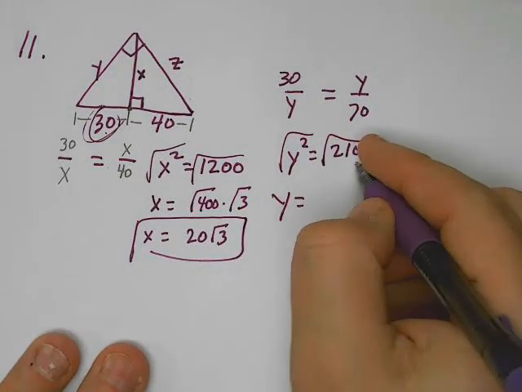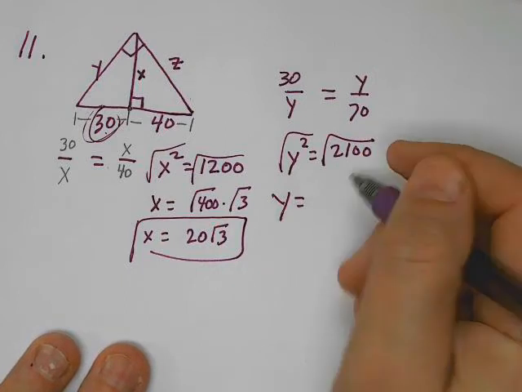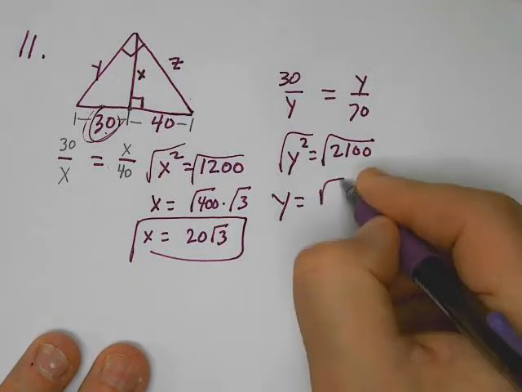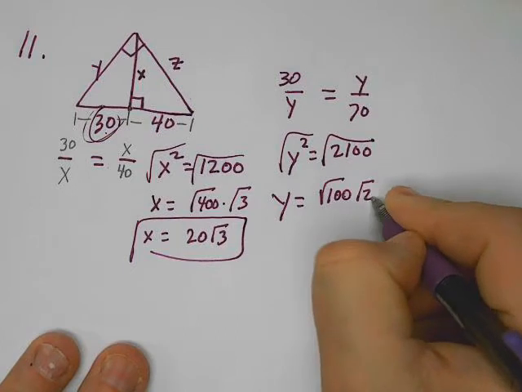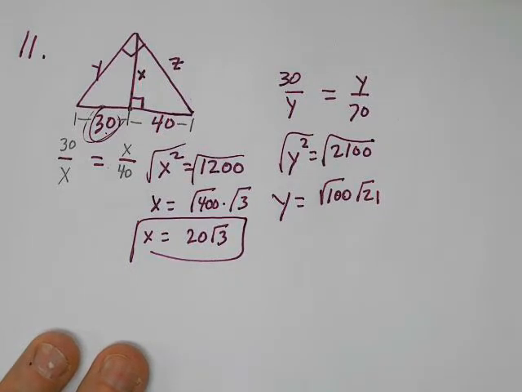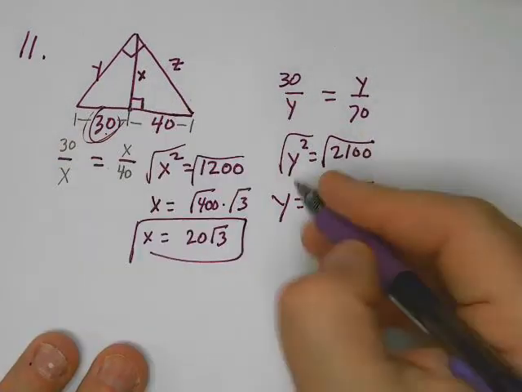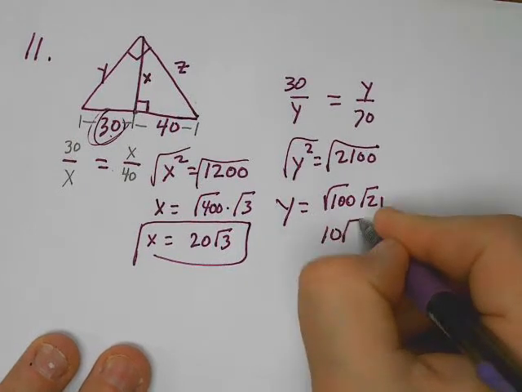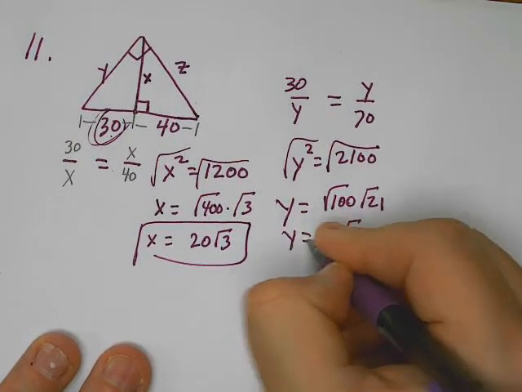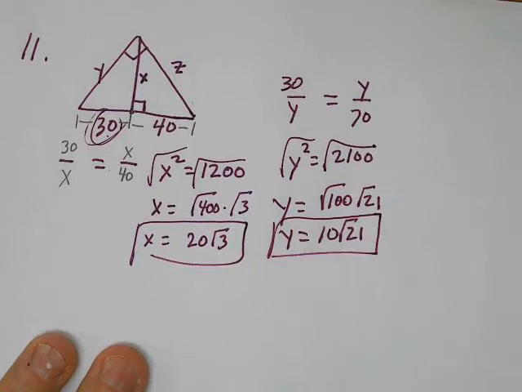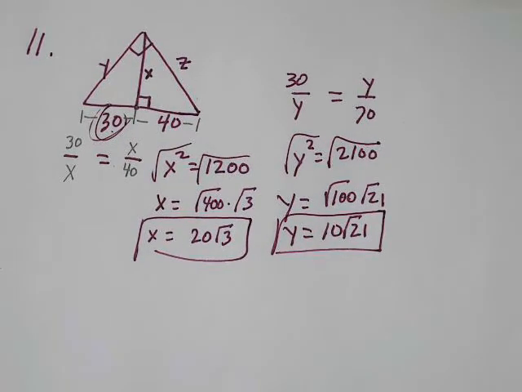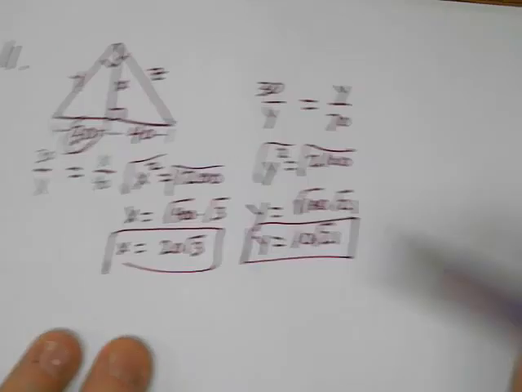And factoring 2100, let's see. Well, I know that I could go 100 times 21. 100 is a perfect square. And so I end up with radical 21 times 10 is equal to y. Questions? Are we getting the hang of this? All right, let's do z then.